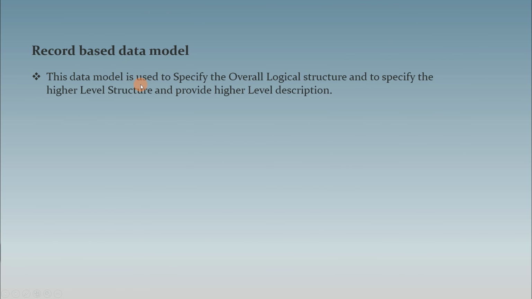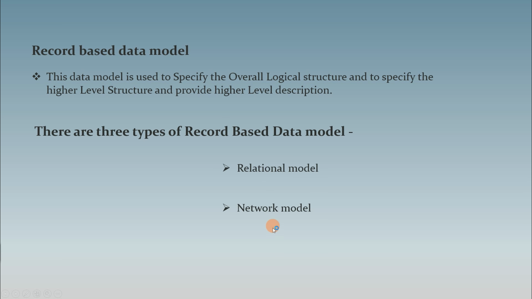And now, the record-based data model. This data model is used to specify the overall logical structure and to specify the higher-level structure and provide a higher-level description. There are three types of record-based data model, as we have discussed in the graphical representation already. First one, relational model; second one, network model; third one, hierarchical model.